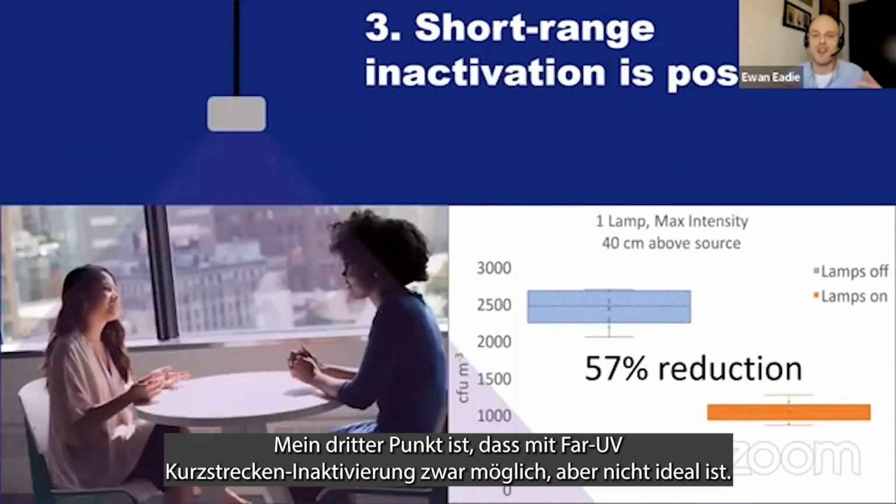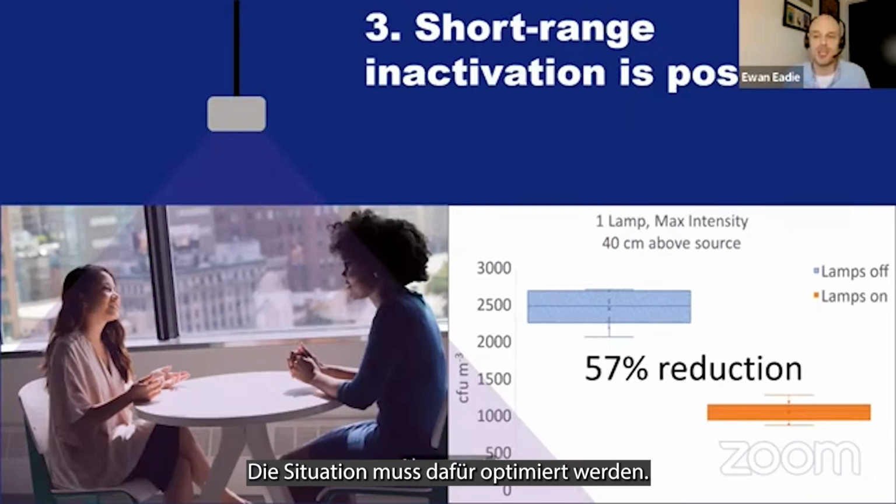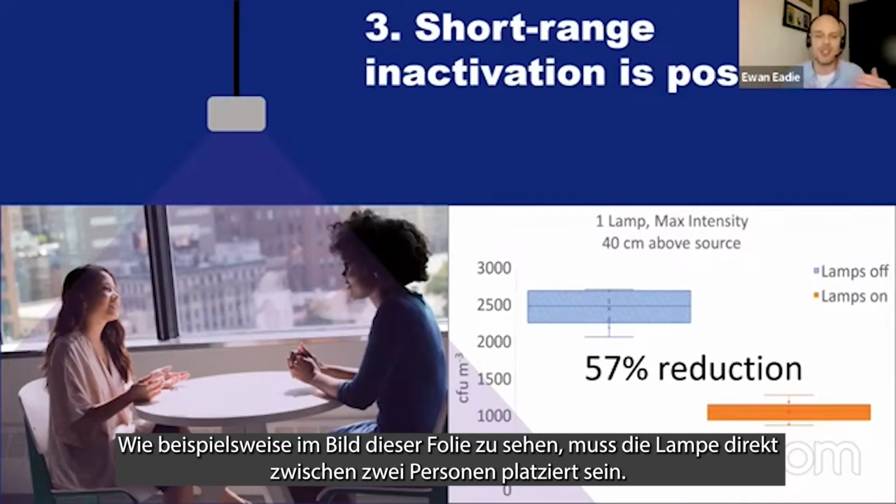The third piece of evidence really is that with Far-UV, short-range inactivation is possible. It's not great. The situation does need to be optimized. So for example, in the image shown in the slide here, the lamp has to be directly between the 2 individuals.